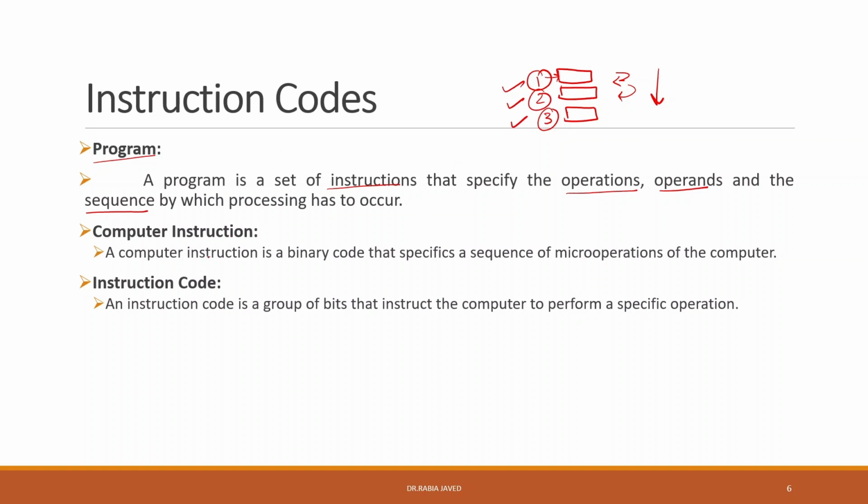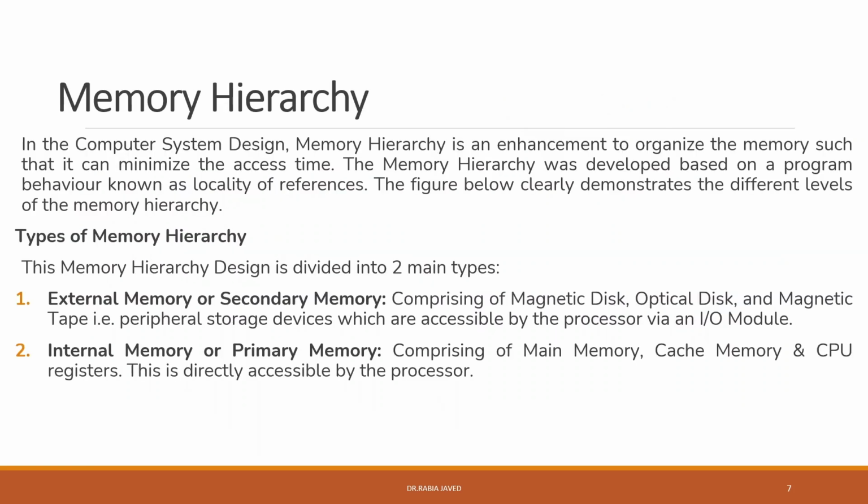A computer instruction is a binary code that specifies a sequence of micro operations of the computer, and an instruction code is a group of bits that instruct the computer to perform a specific operation. So they are nothing but the bits that instruct the computer to execute a specific operation or function.